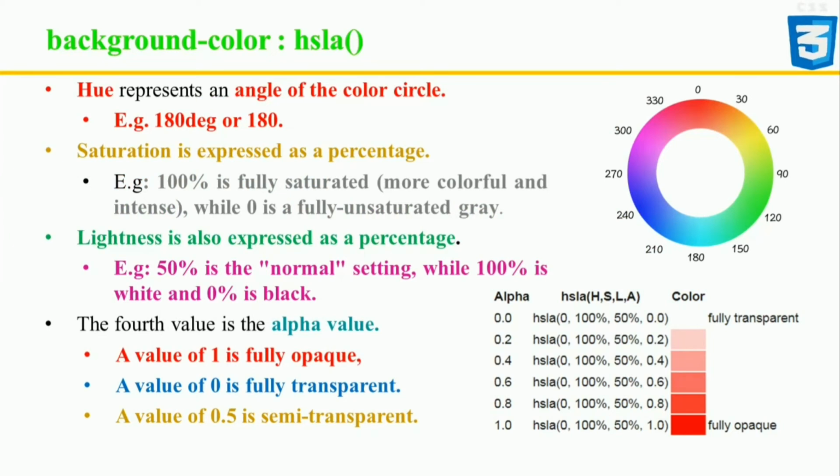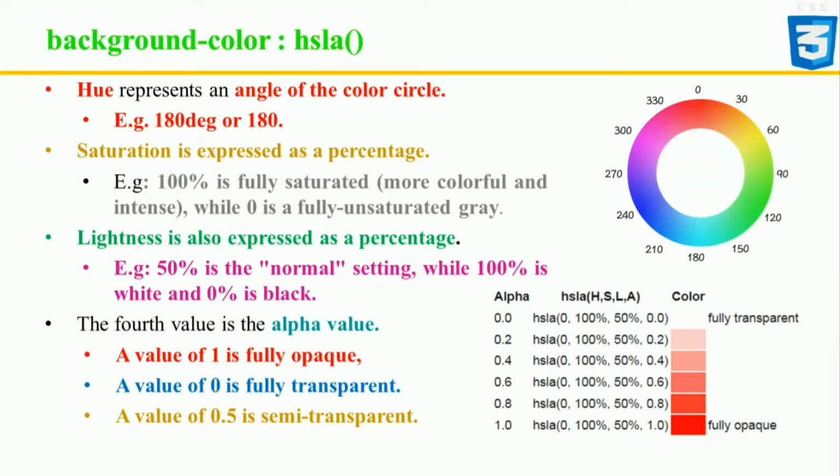You can specify the value as an angle in degrees or simply as a number. For example, if you look at the color circle, blue is at 240 degrees, so it could be written as either 240 degrees or 240. The second value is expressed as a percentage. It represents the amount of saturation in the color. For example, 100% is fully saturated, while 0 is fully unsaturated gray. The third value is also expressed as a percentage. It represents the amount of light in the color. For lightness, 50% is the normal setting, while 100% is white and 0% is black.